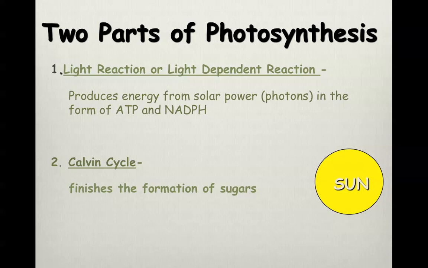So a lot of people used to call the Calvin cycle the dark reaction, but that is actually a misnomer. Don't ever call it the dark reaction, because the Calvin cycle cannot actually occur in the dark. It needs the light reaction. It needs the sun in order to actually occur, because it needs the energy from the light reaction to take place.